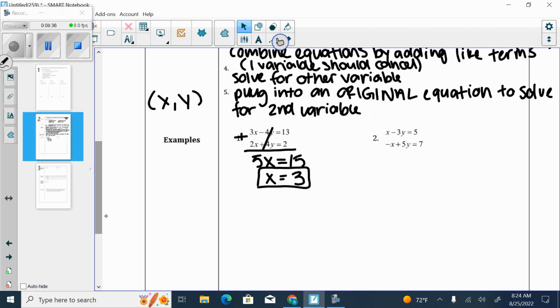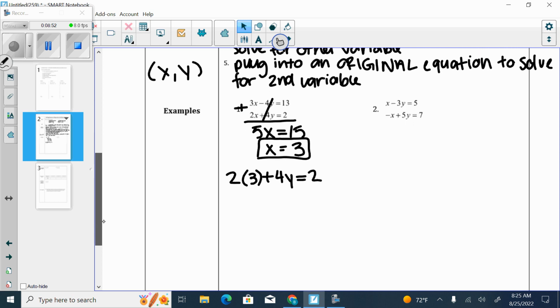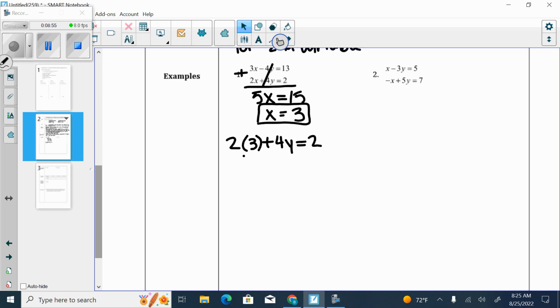Doesn't matter which one. Maybe you choose the bottom one since the coefficient is smaller to keep your number smaller. If you did that, you'd have 2 times 3 plus 4y equals 2. Okay, so what is 2 times 3? Good. Then what would we want to do? Very good. So I'd end up with 4y is equal to negative 4.